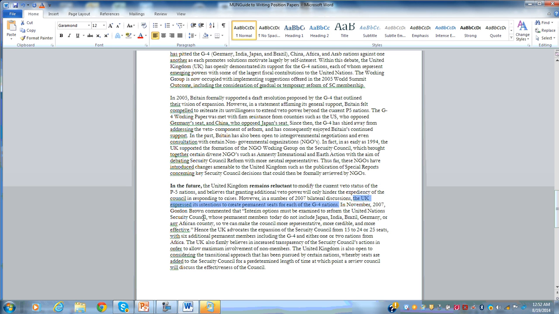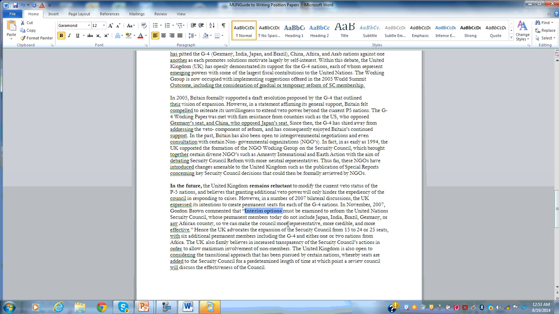In November 2007, Gordon Brown commented that interim options must be examined to reform the United Nations. This idea of interim options, which just means a plan for the in-between time when we're sorting out what we want, is a good idea to say that our country believes that interim options should be examined. That's kind of a generic thing you could almost always say. It just means we're at this crossroads and maybe nothing's happening, as often is the case with diplomacy and bureaucracy. So you're saying we need an interim plan, which just means an in-between plan, what to do in the meantime.